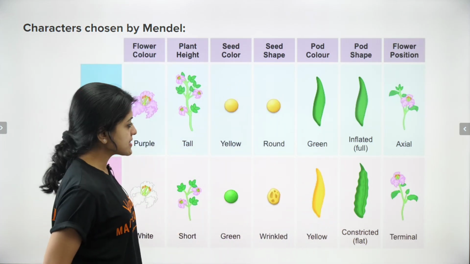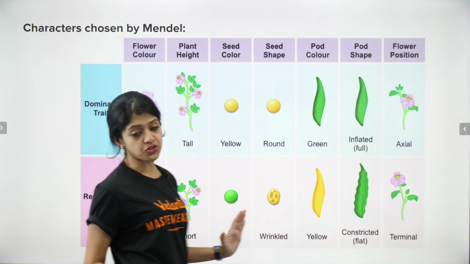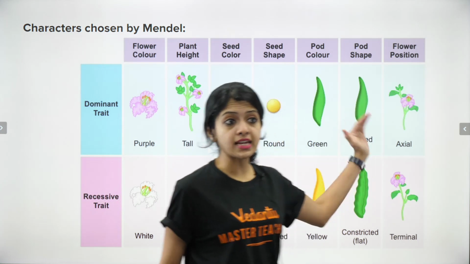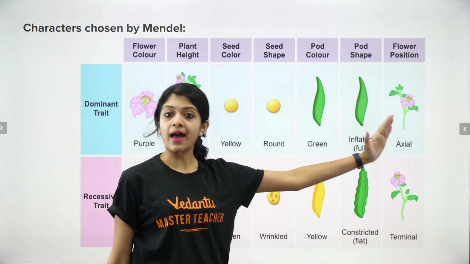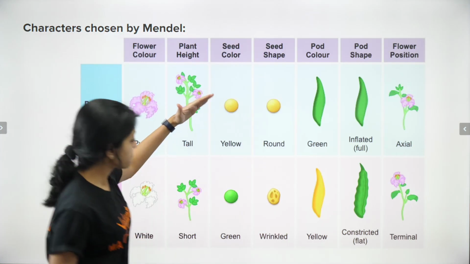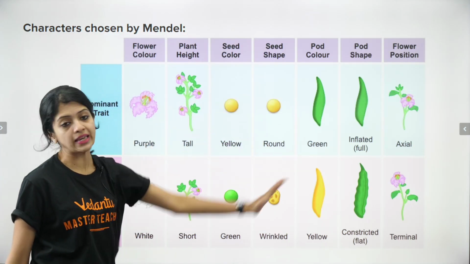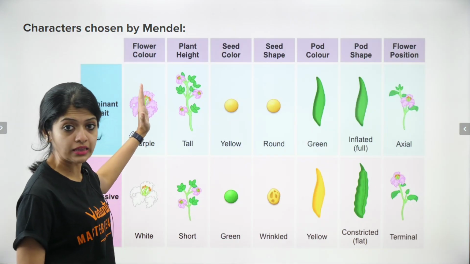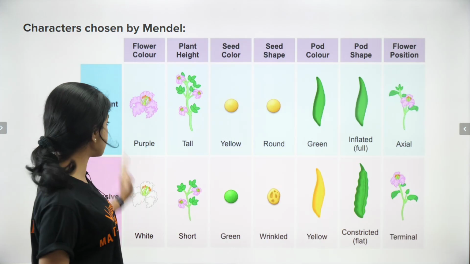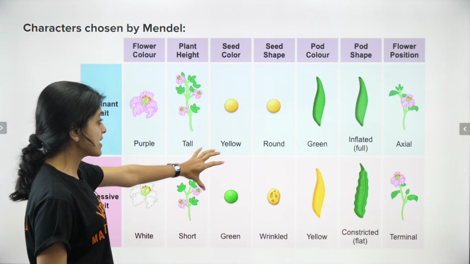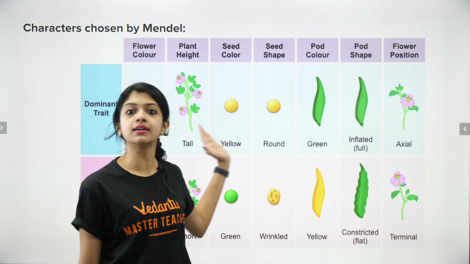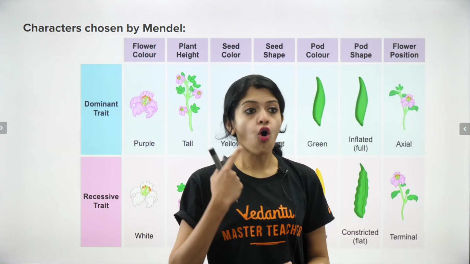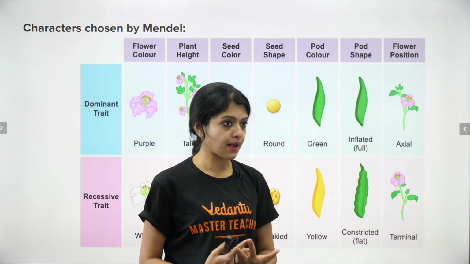Okay. In Pisum sativum, he chose these pairs of contrasting characters, as you can see: flower color, plant height, seed color, seed shape, pod color, pod shape, and flower position, and the different contrasting versions of each of them. For instance, as we've seen earlier, pea plant flowers could either be purple in color or white in color. They could be either tall or short. Seeds could either be yellow in color or green in color, and so on. These are the different contrasting traits of each of these characters.